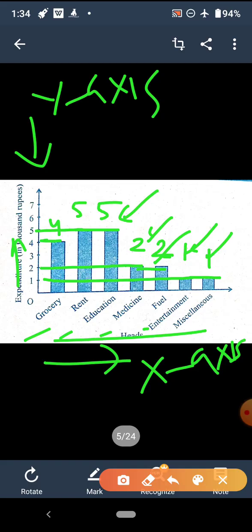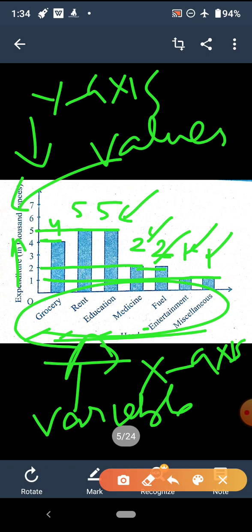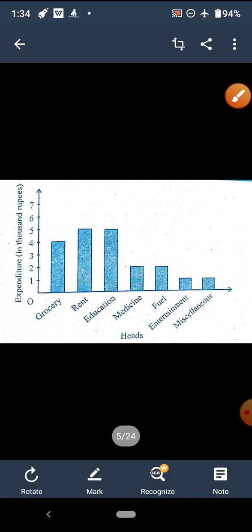So beta, what are the things to take care of while preparing the diagram? Firstly, you will show the variable on the x-axis. You will show the values on the y-axis. The width will remain the same, the spacing will be the same. The height will change depending upon the values.